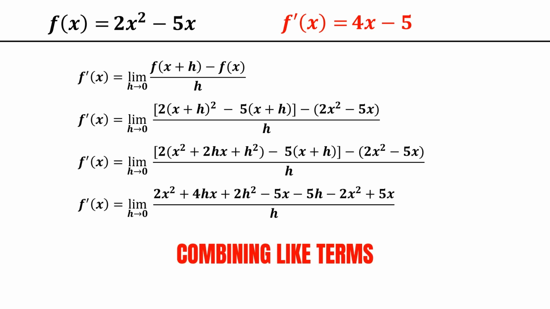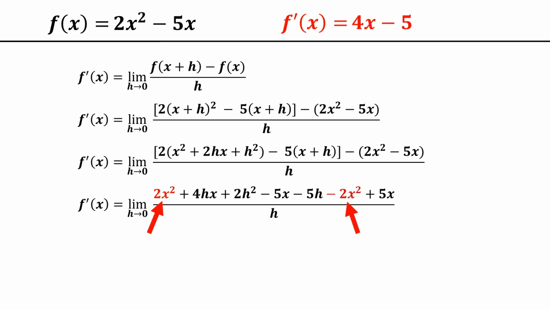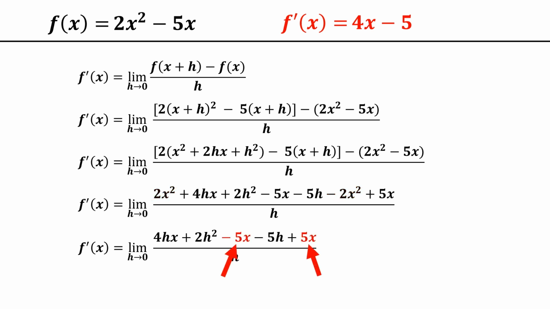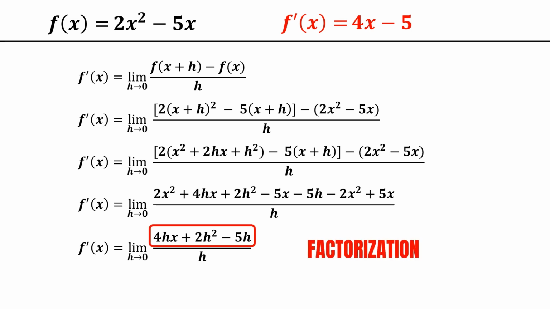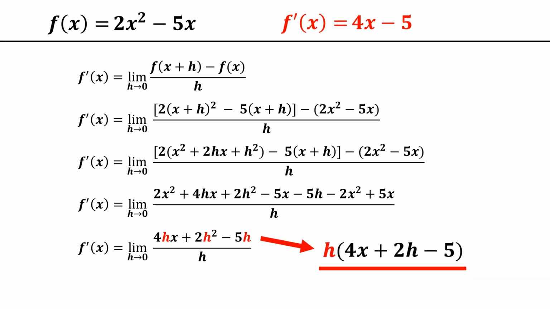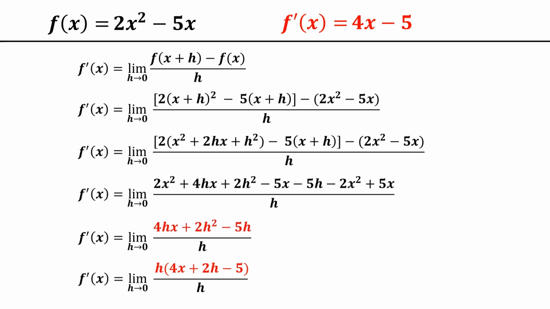The next thing we want to do is to combine the like terms together. Since we have 2x² and −2x², when we combine them by adding, they actually cancel each other out and result in 0, so we can simply cancel them out. The same concept applies to these terms as well. As we have −5x and positive 5x, we can just cancel them out. Now, we can factorize the terms in the numerator since they share a common factor, which is h. Notice that h appears in each term in the numerator. By factorizing it, we get h multiplied by (4x + 2h − 5), and we plug it back into the equation.